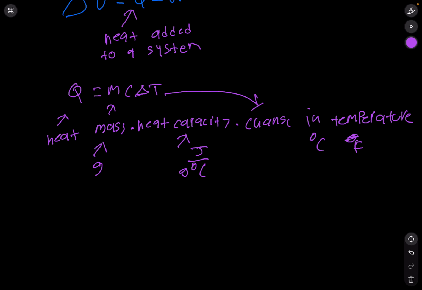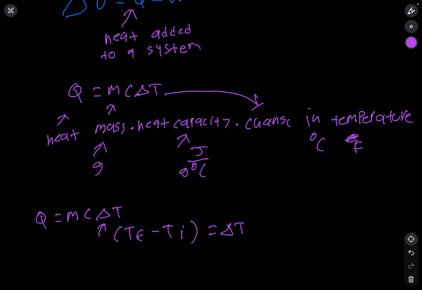Essentially, just take a look at this. Q is equal to mCΔT. I'm going to explain delta T before we get into any calculations. Delta T essentially means the change in temperature. What delta T also represents is the final temperature minus the initial temperature. This is another way to represent delta T, because delta is just a symbol for change.